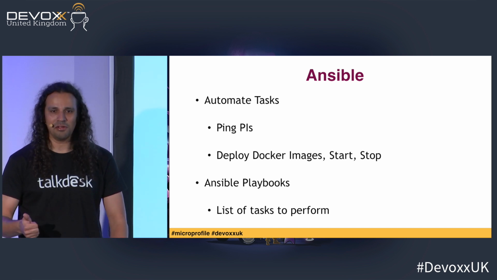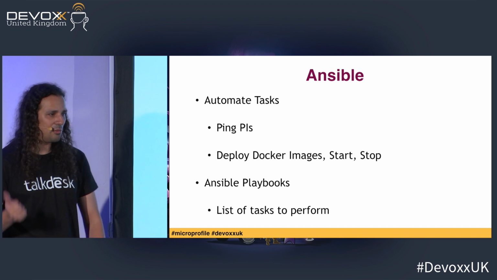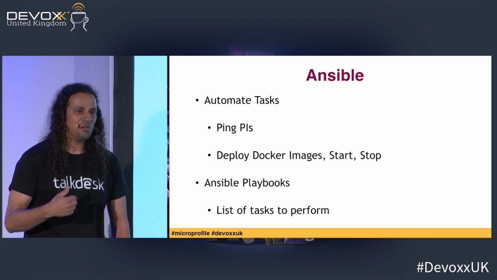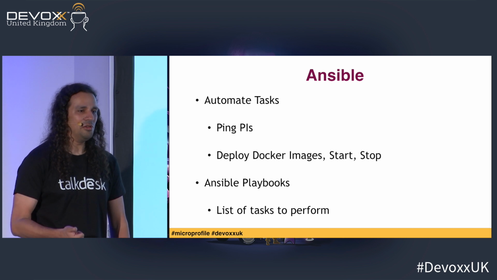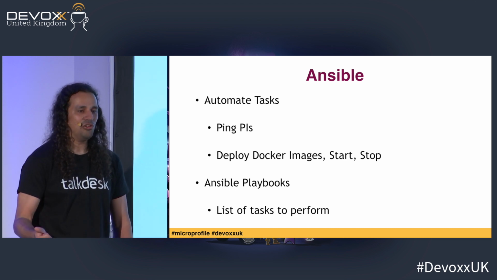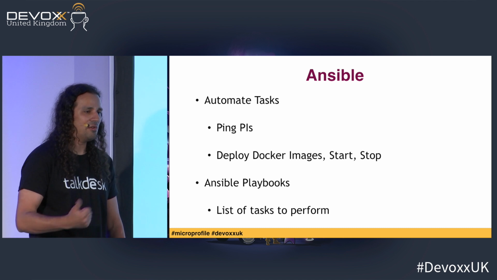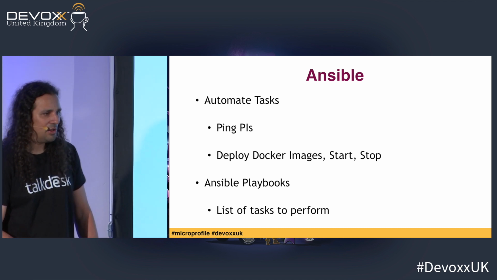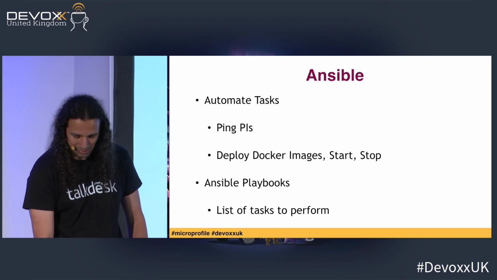And finally, we'll use Ansible to automate all the tasks. There are a lot of tasks you can do. For instance, you can ping all the Pis, you can deploy Docker images and start and stop. If you're familiar with Ansible, there is a Docker plugin that you can use to push and run images to whatever system you want, including the Pis. And there are Ansible playbooks where you can set up all the tasks that you want to perform.